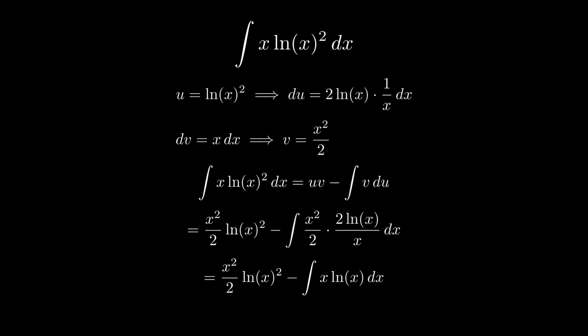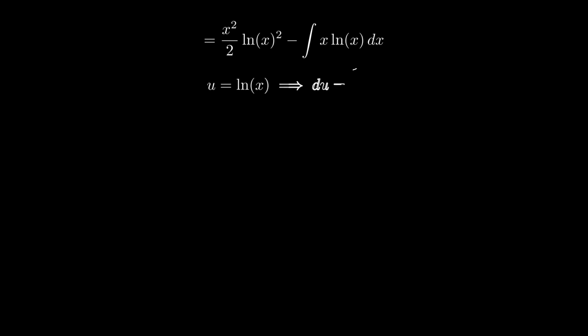Now you can see here that we're going to have to do integration by parts again. And so starting with that integral of x log x dx. So doing the second integration by parts, I'm going to let u equal to log x, so du equals 1 over x dx. And I'm going to let dv equal to x dx, and therefore v is equal to x squared all over 2.